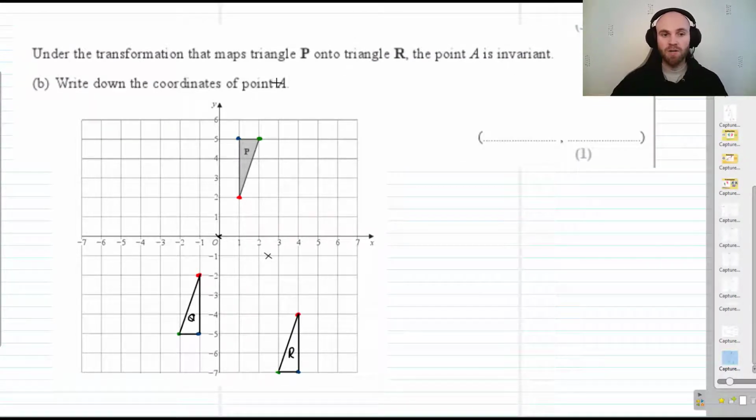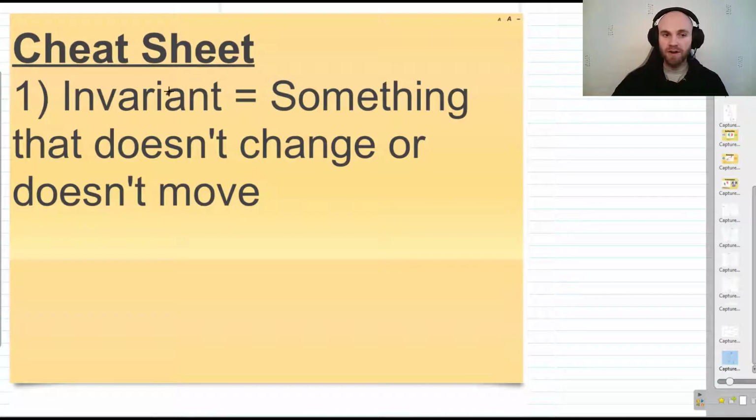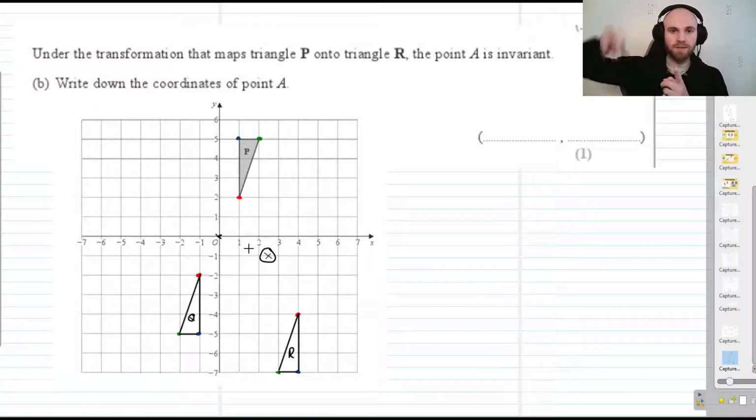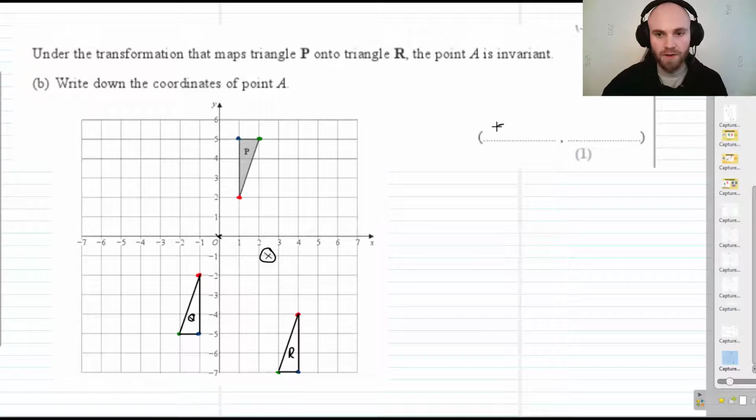Under the transformation that maps triangle P onto triangle R, the point A is invariant. Write down the coordinates of point A. So if we go to the cheat sheet, well, invariant, if you're not sure, means that something doesn't change or doesn't move. So if we look at triangle P and triangle R, all of the points on the triangle have moved dramatically. Therefore, the only possible value it could be is this point here, the center of the rotation. This is the only point that will stay exactly the same. It doesn't matter where you move it to. So therefore, this is going to be 2.5, minus 1.